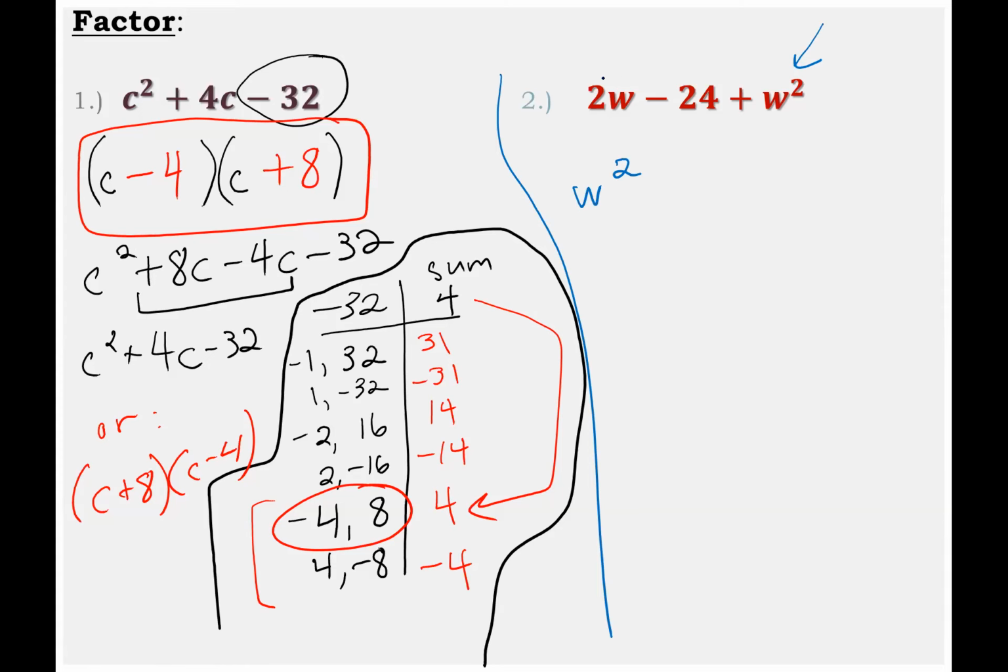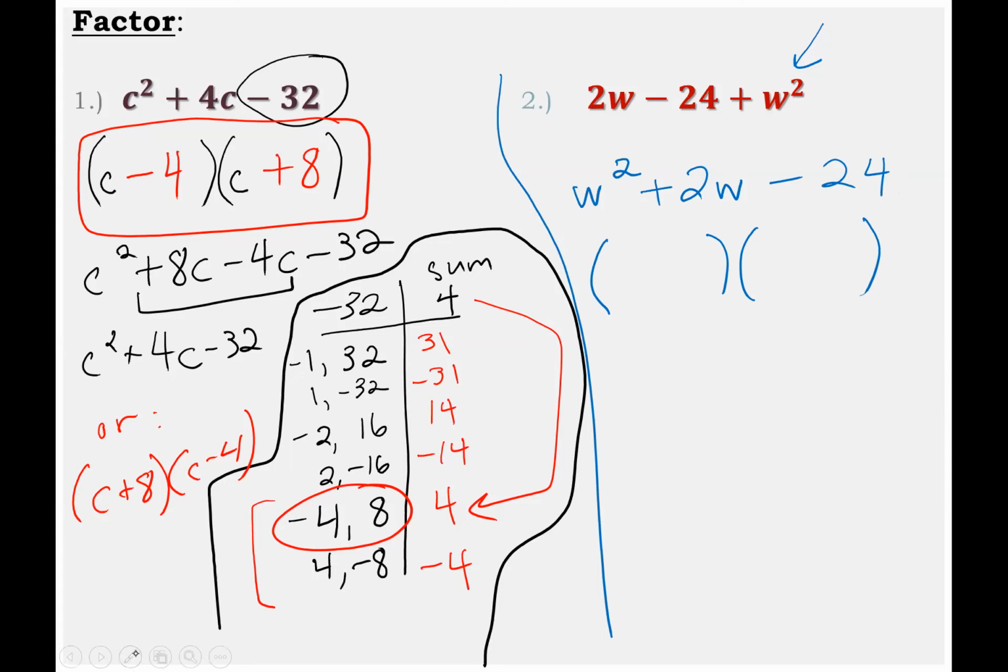Then the next highest exponent would be just the w, so 2w, because that technically has an exponent of 1. Our last term will be the constant term. Constant meaning there's no variable, it's just a number. All right, and now we'll set up our parentheses.